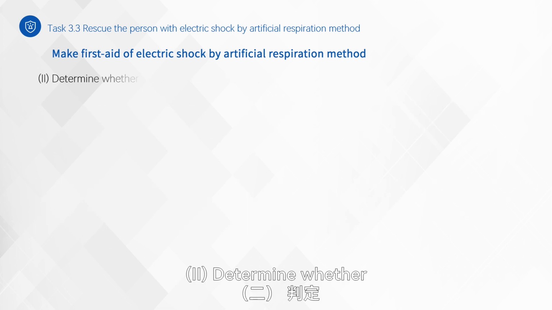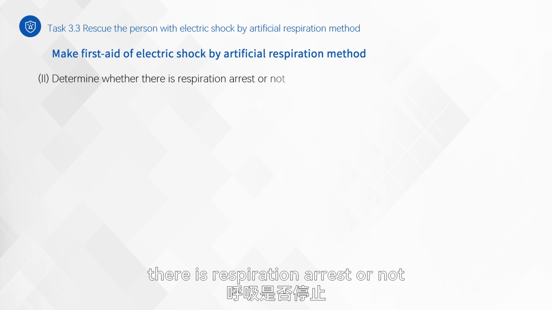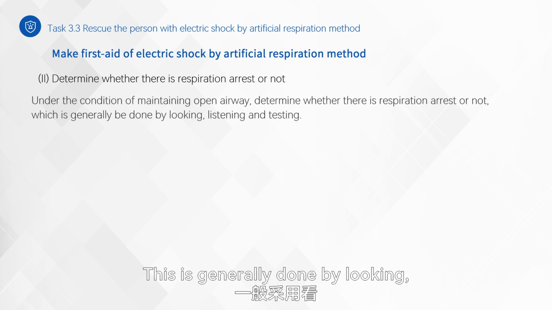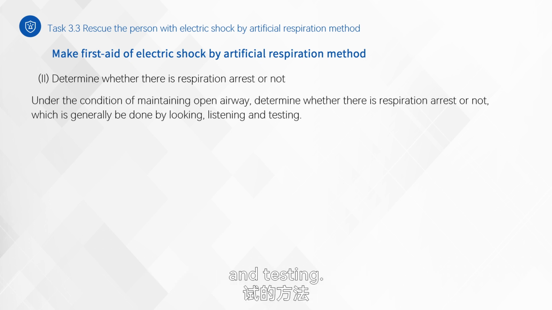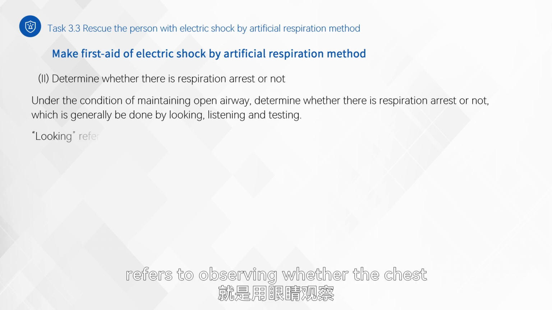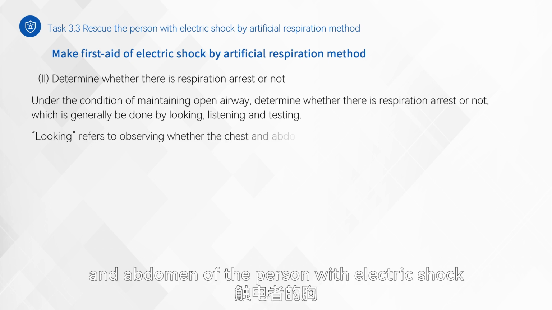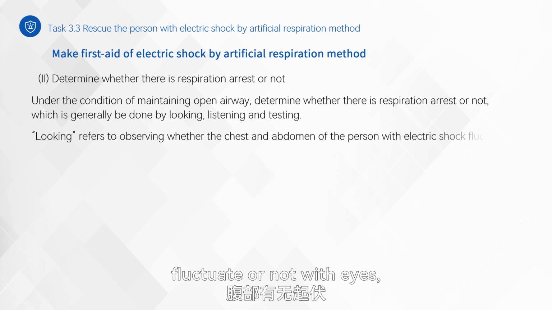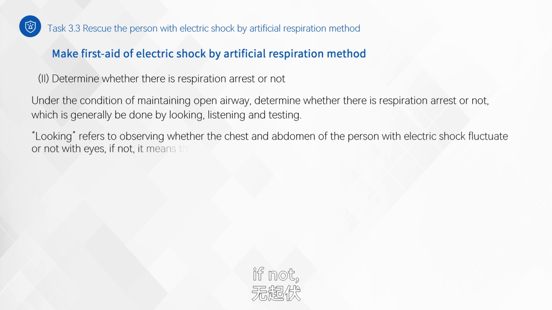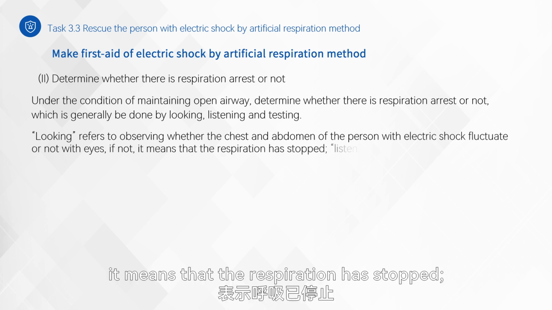2. Determine whether there is respiration arrest or not. This is generally done by looking, listening and testing. Looking refers to observing whether the chest and abdomen of the person with electric shock fluctuate or not with eyes. If not, it means that the respiration has stopped.